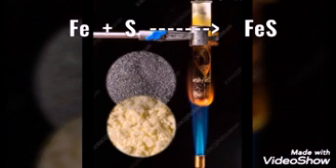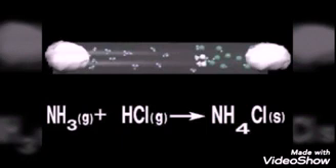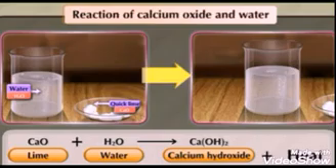The reaction of iron with sulfur is also a combination reaction. Iron filings can react with yellow colored sulfur powder on heating and form a black colored product, iron sulfide. In this example, ammonium chloride is obtained by combining ammonia with hydrogen chloride. The next example is reaction of quicklime with water. Quicklime, which is calcium oxide, on adding water forms slaked lime, which is calcium hydroxide, with the release of heat. The equation is CaO plus H2O gives Ca(OH)2, which is calcium hydroxide, and heat is released in this reaction.